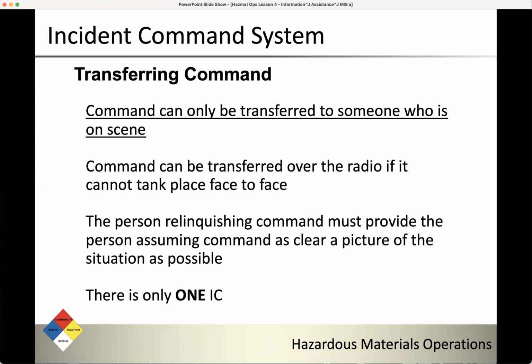Let's talk about transferring command. Let's say that an ambulance also responds to your hazardous material incident. And on that ambulance are 2 hazmat awareness level responders. And they arrive first.